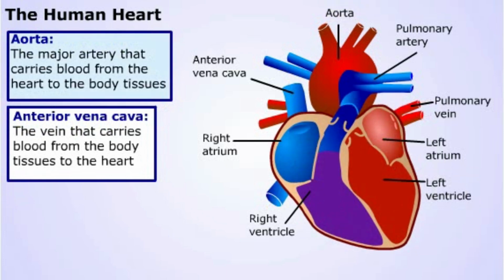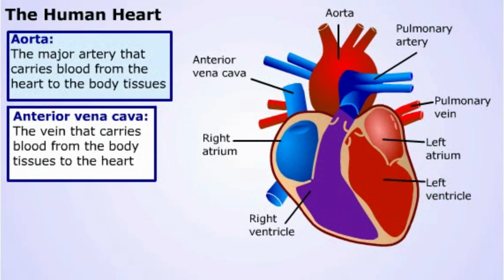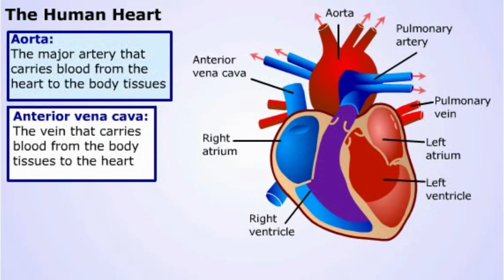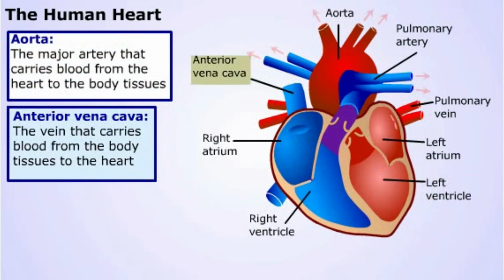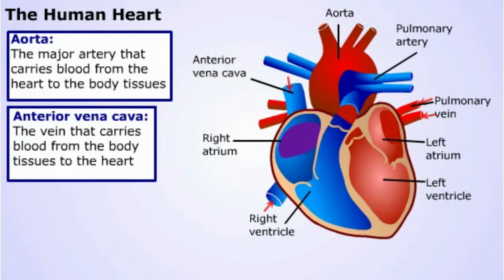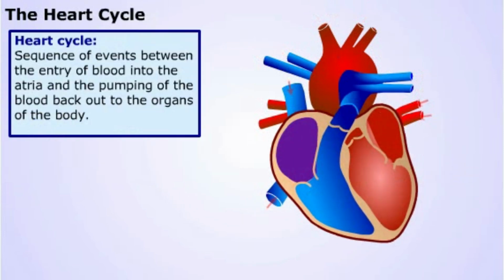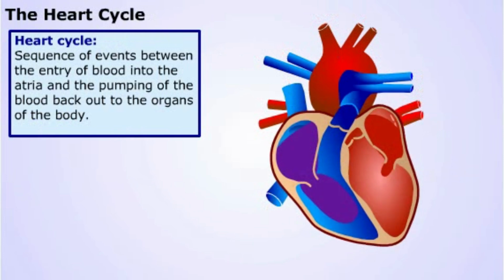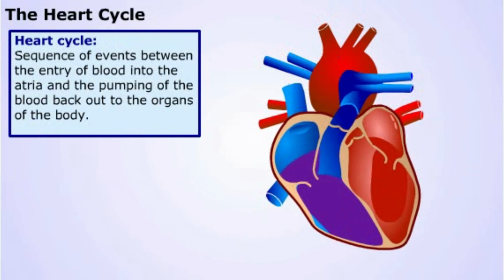After reaching the capillaries, this blood is collected in veins and then flows back into the right atrium through a vein called the anterior vena cava. And the process begins once again. The sequence of events from entry of the blood into the atria to the pumping of the blood out to the body is called the heart cycle.